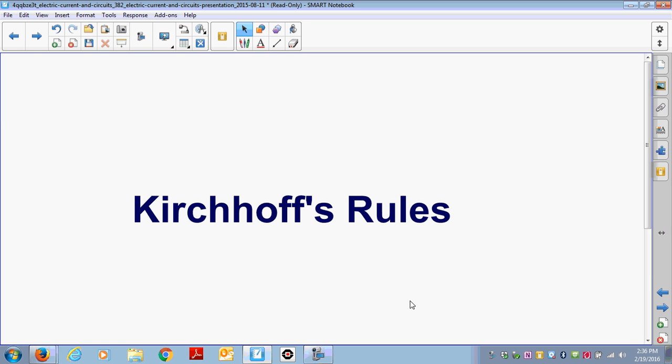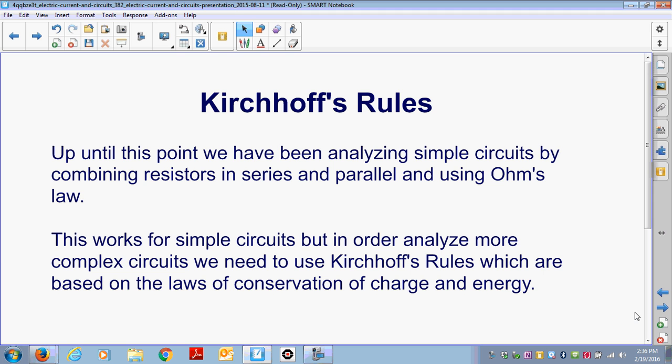In this video, we're going to cover Kirchhoff's rules. Up until this point, we've been analyzing simple circuits by combining resistors that are in series or in parallel or both, and then using Ohm's law. This works for simple circuits, but in order to analyze more complex circuits, we need to use Kirchhoff's rules, which are based on the laws of conservation of charge and conservation of energy.